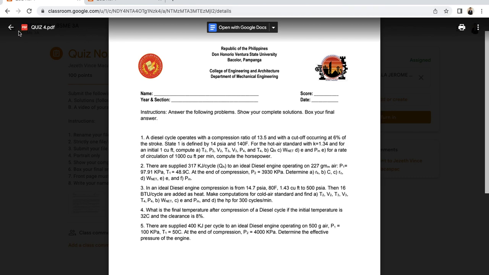For problem number 3, in an ideal diesel engine, compression is from 14.7 psia, 80 Fahrenheit, 1.43 cubic feet to 500 psia. Then 16 BTU per cycle are added as heat. Make computations for cold air standard and find the T2, V2, T3, V3, T4, P4, and work net, and E, and PM, and the horsepower for 300 cycles per minute.